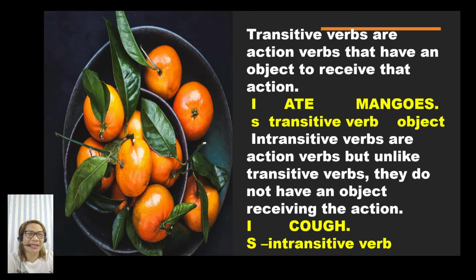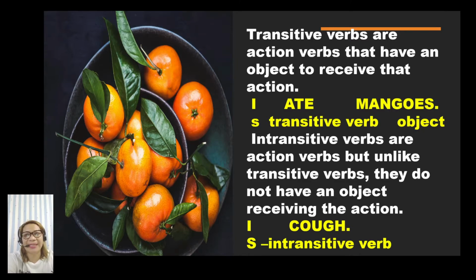Okay, so on that note, transitive verbs are action verbs that have an object to receive that action. So we have a given example there. I ate mangoes. So the subject is I. The transitive verb is ate. And what did I eat? So it is mango. Okay, so therefore the object is mango.